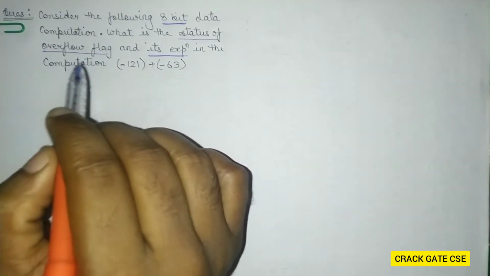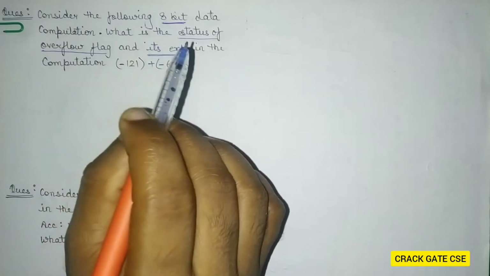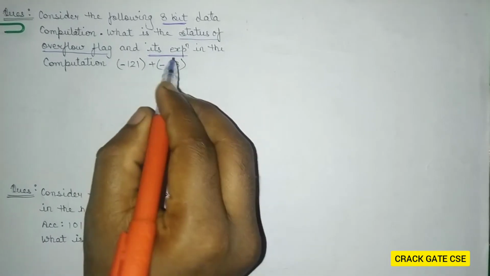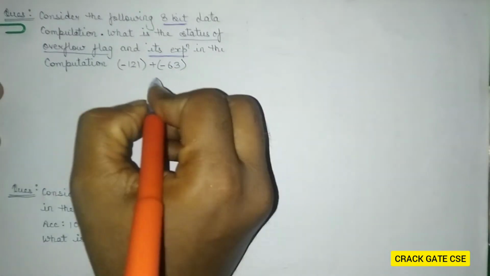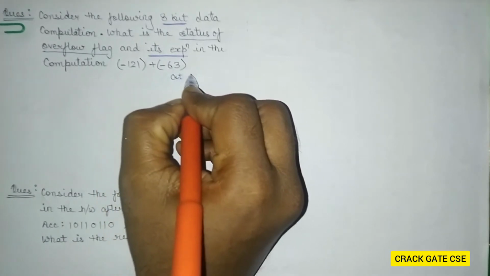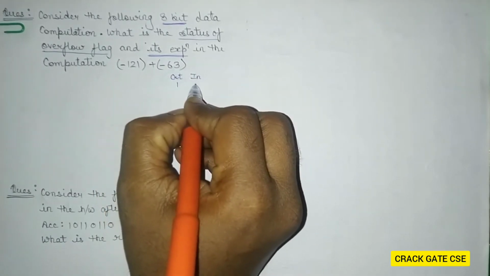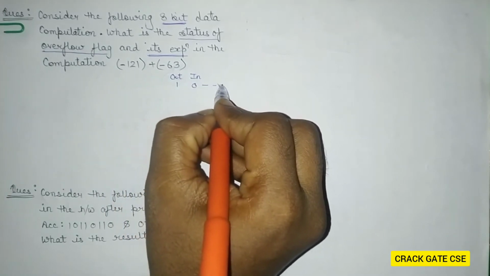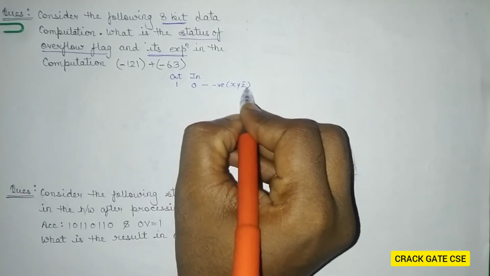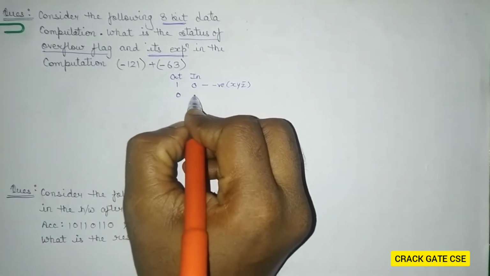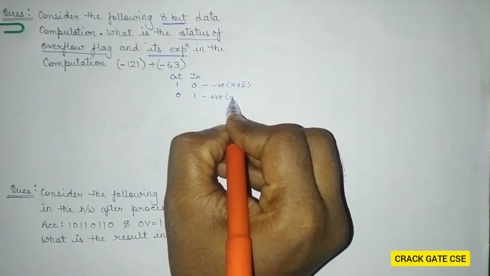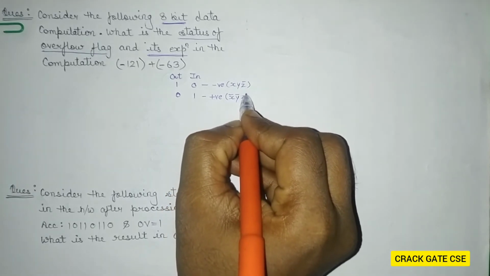We know that there are two expressions for the overflow flag, based on whether it is a positive overflow or a negative overflow. Let me write them down here. I already explained that there are two things, out carry and in carry. If out carry is 1 and in carry is 0, it is a negative overflow, and the condition is x, y, z bar. Similarly, if out carry is 0 and in carry is 1, it is a positive overflow, and the condition is x bar, y bar and z.